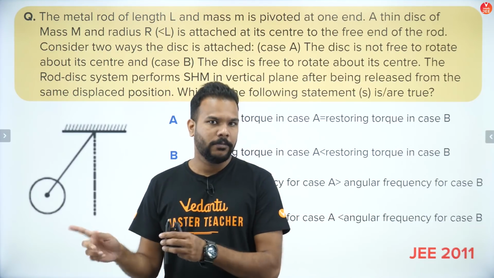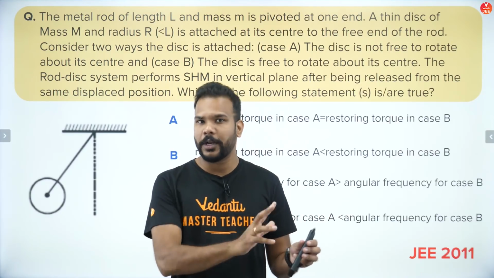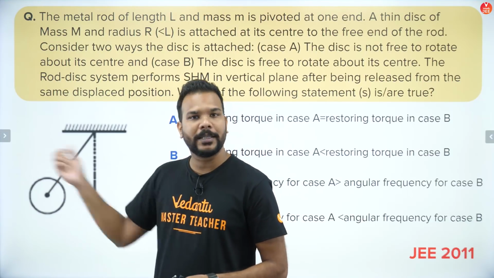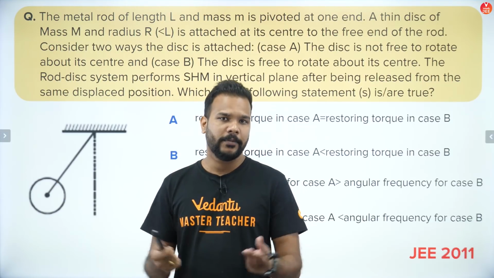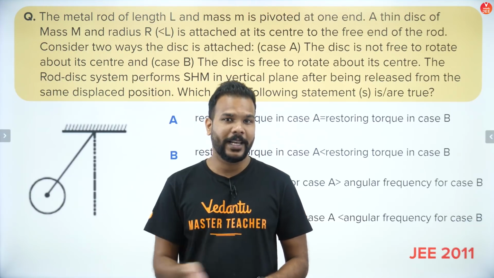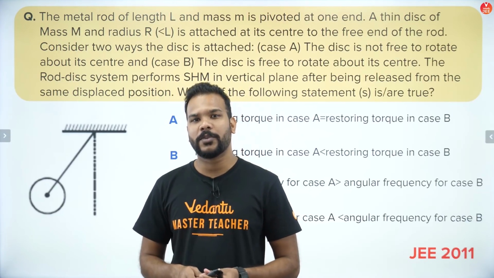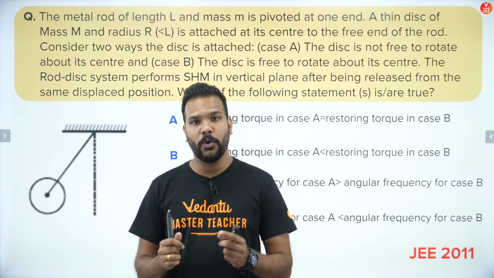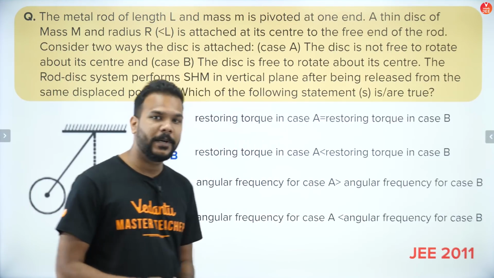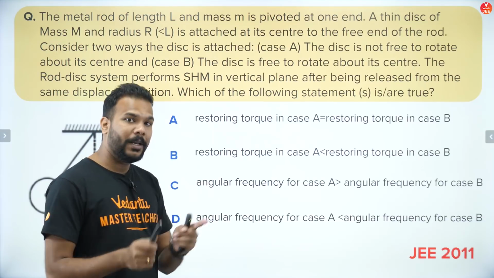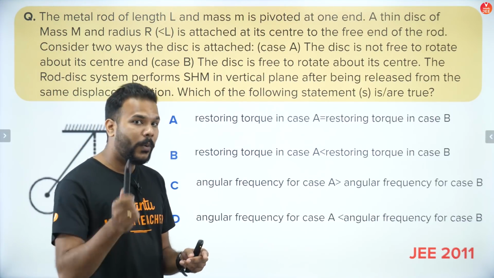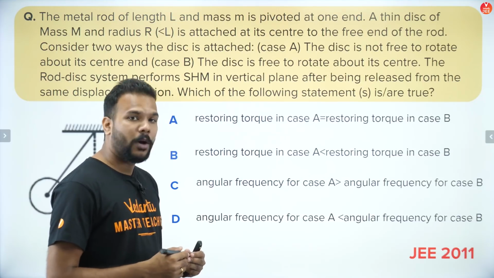Okay, so case 1, no rotation of the disc. Case 2, rotation of the disc. Now, the question tells us that if we take this arrangement to a certain height and release it from there, then what will happen? Yes, oscillations will start. So the question wants us to find out that if those oscillations are going to happen for case A and case B both, then which of these four statements are going to be true? Possibilities of multiple correct statements, a question from JEE 2011, when multiple options could be correct.